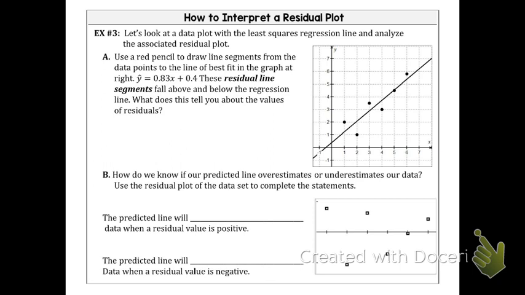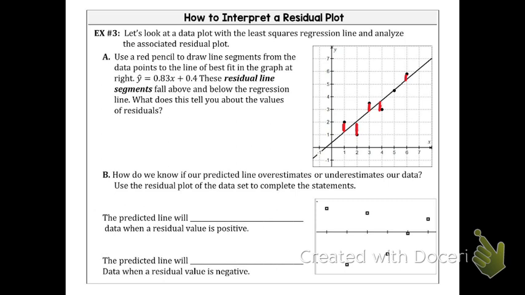All right, so let's look at the data point with the least squares regression line and analyze the associated residual plot for example 3. It says use a red pencil to draw the line segments from the data points to the line of best fit in the graph at the right. Our regression equation is y hat equals 0.83x plus 0.4. So here's my residuals. These residual line segments fall above and below the regression line.